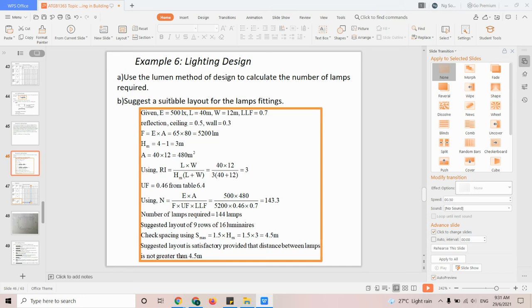Part B was where you are required to suggest a suitable layout for the lamp fitting. Here, you can suggest a 9 by 16 row. This is not fixed. As long as you are able to fit 144 lamp in an area, then it will be good enough. It doesn't necessarily have to be fit, but when it comes to suggesting a suitable layout, you need to take into account the spacing.